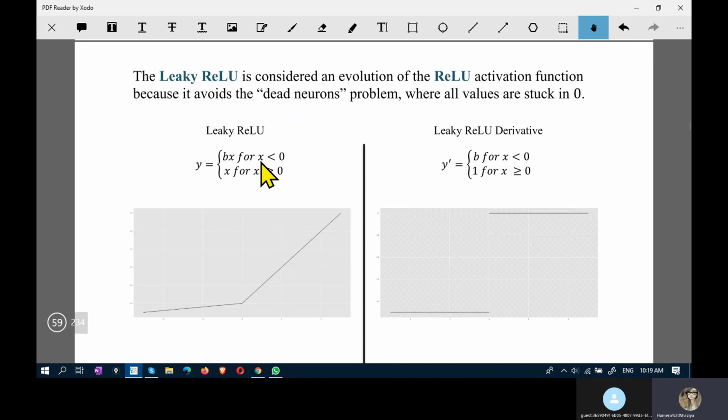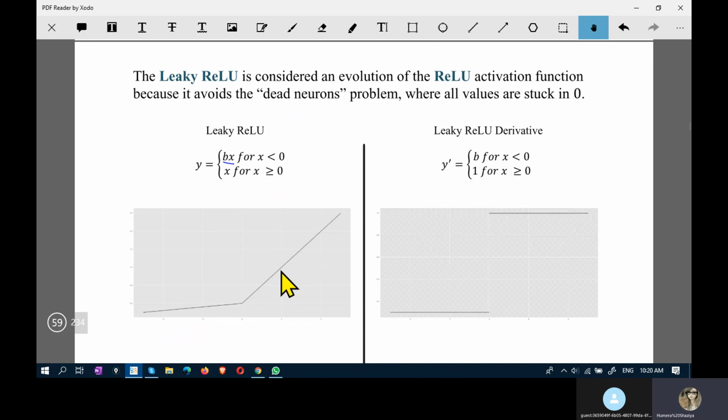If the value of x, which is the input to ReLU, is less than 0, then you multiply a small constant value with x. Then the neurons will not yield the value 0. Otherwise, all the x values which are negative will make that neuron 0, because the ReLU function is designed in such a manner. There is change only here. A constant b is multiplied with x whenever x is less than 0. Otherwise, it's the same.